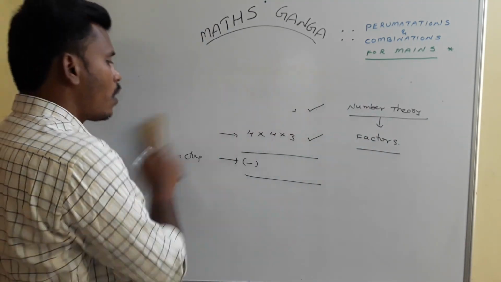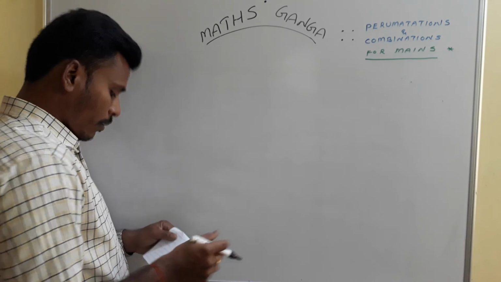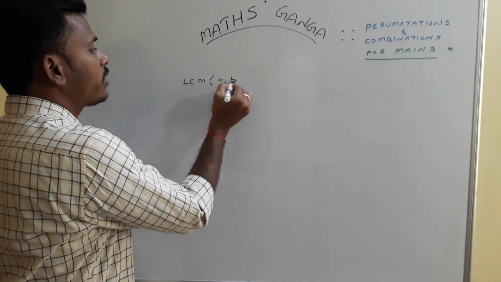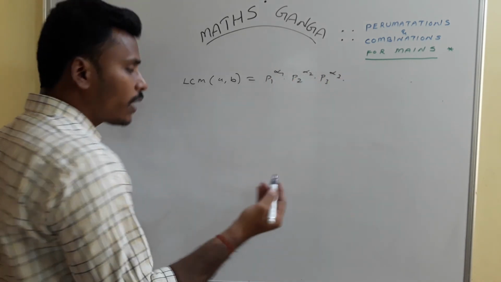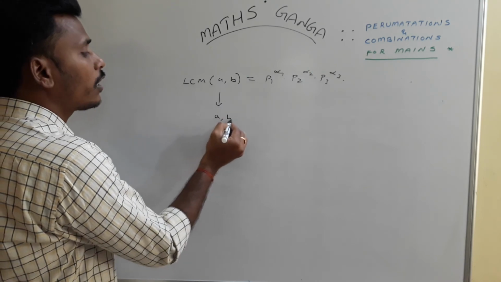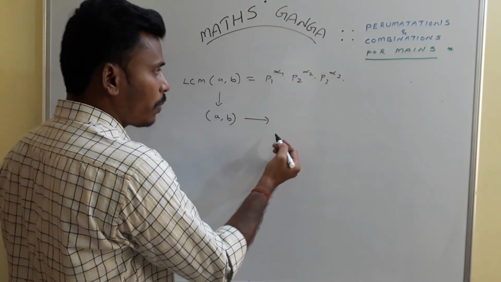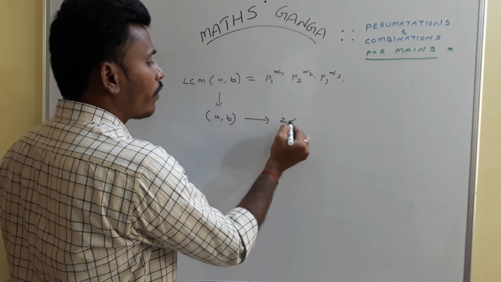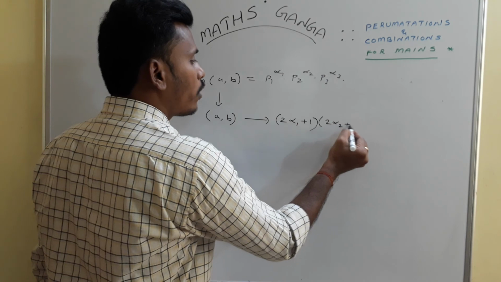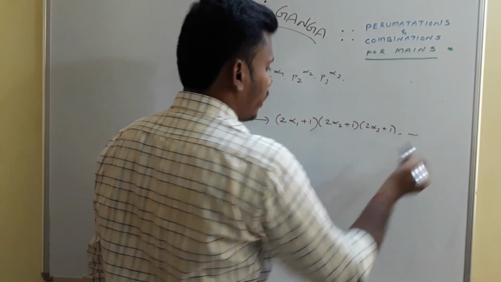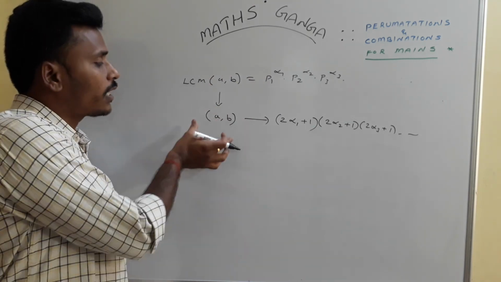Based on these factors, one regularly asked question in examinations is, for example, the LCM of two numbers. If the LCM of two numbers is given as P1 power alpha 1 into P2 power alpha 2 into P3 power alpha 3, and so on, then the number of ways of selecting the pair of numbers A, B, you just concentrate on the powers, is 2 alpha 1 plus 1 into 2 alpha 2 plus 1 into 2 alpha 3 plus 1, like that. By knowing the LCM, we need to calculate the number of ways of selecting the pair of numbers A, B.